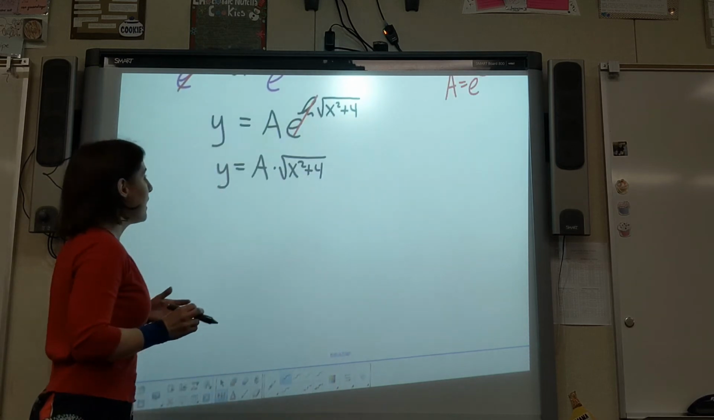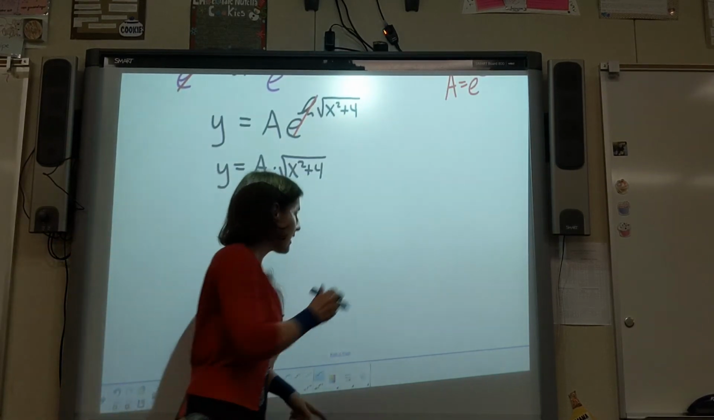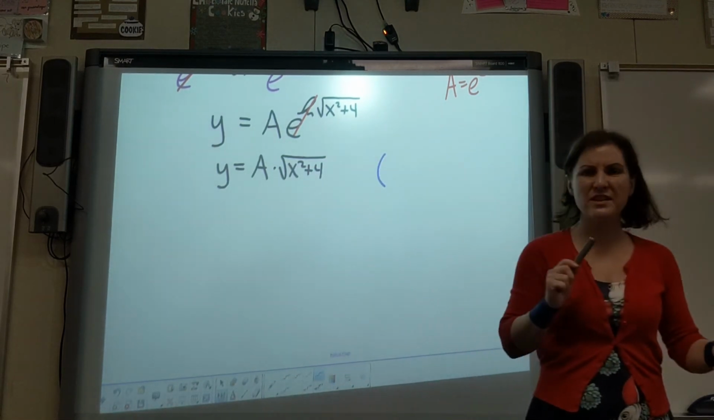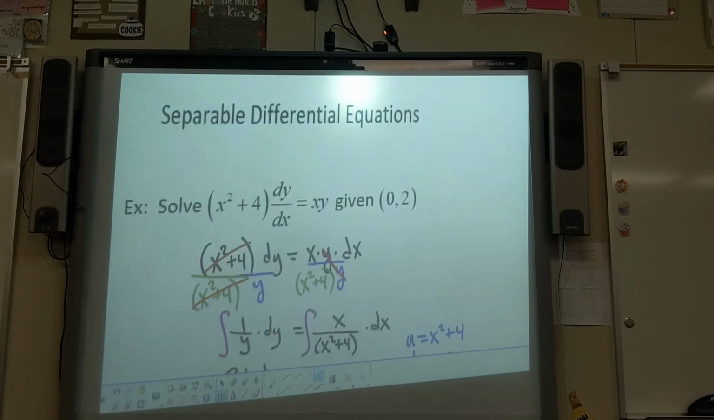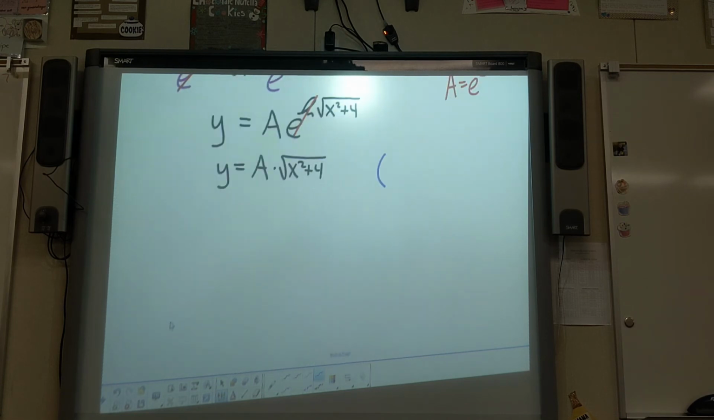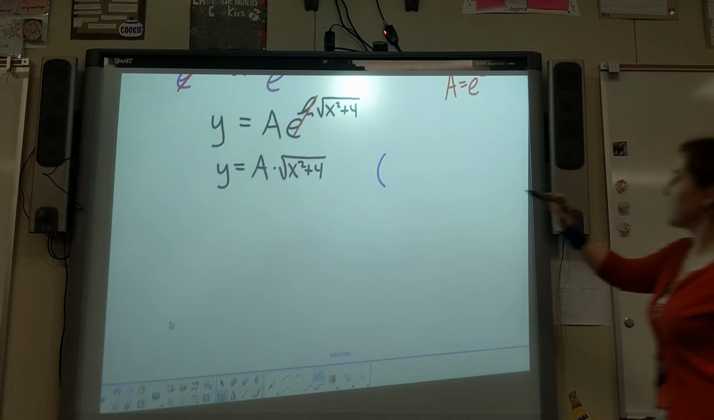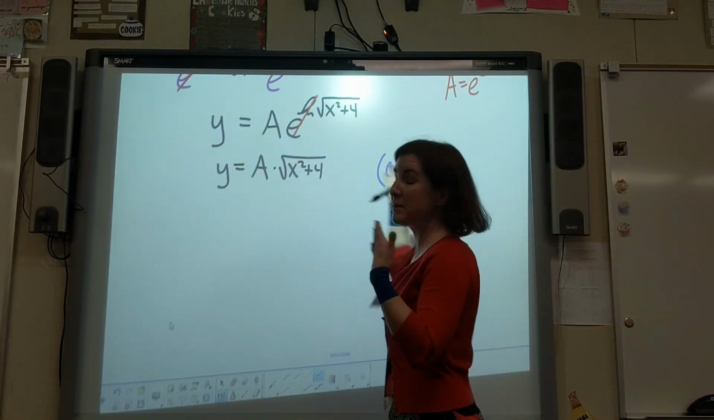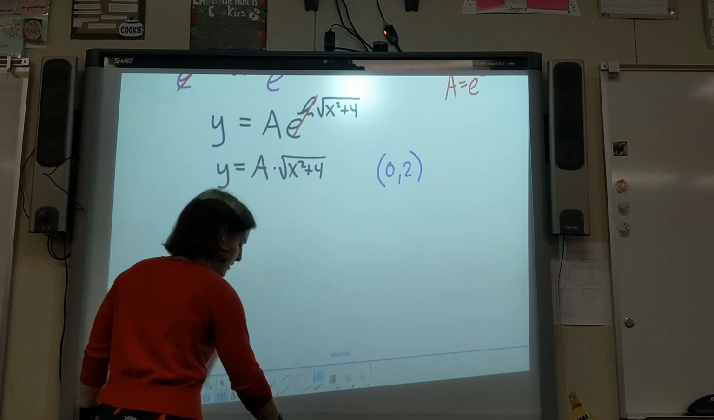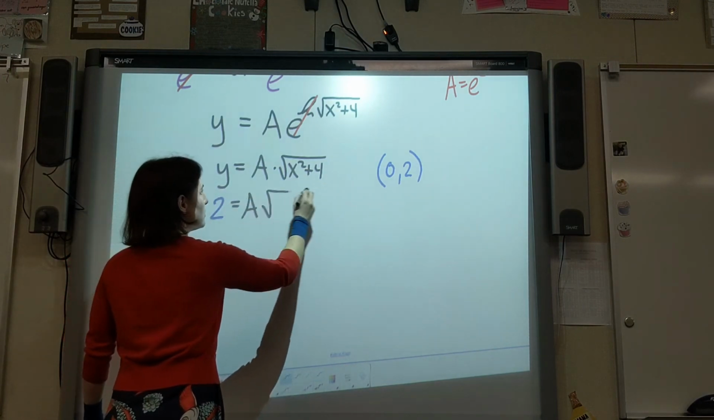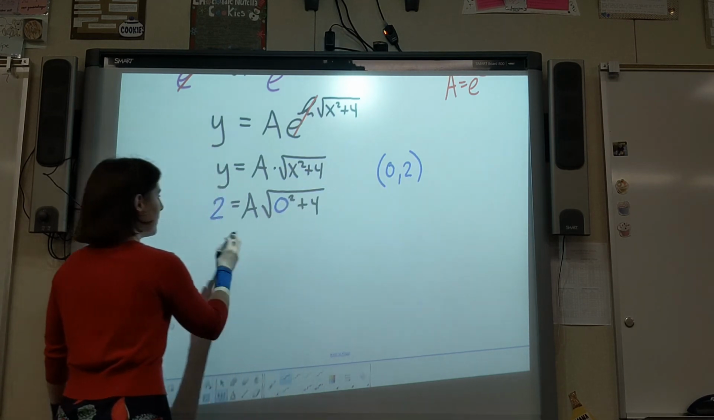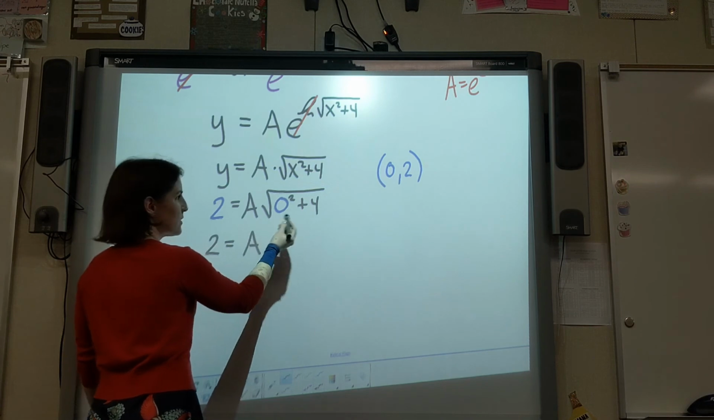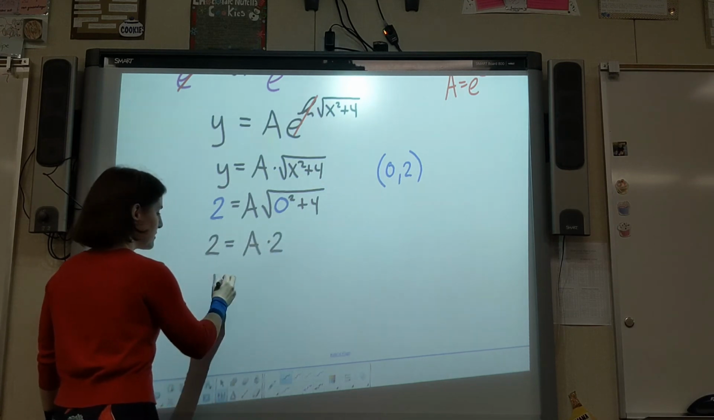Okay. Well, I'd like to know what a is. And we have a point. Up at the top, we're given, was it 2, 0 or 0, 2? Let's check. 0, 2. Glad I checked. Okay, the point 0, 2, and I'm going to plug that in. So 2 is equal to a root 0 squared plus 4. So 2 is equal to a times root 4. That's 2. So a is 1.